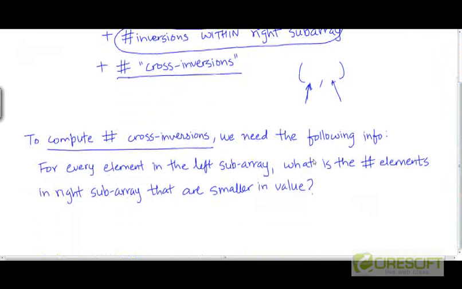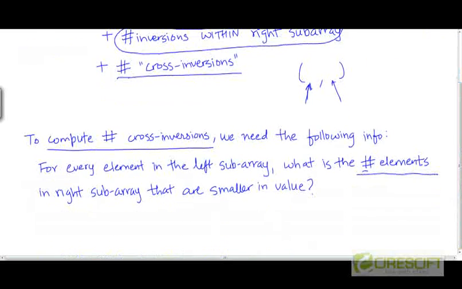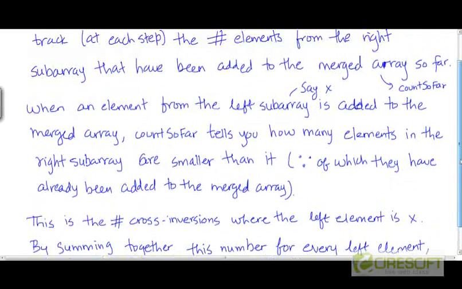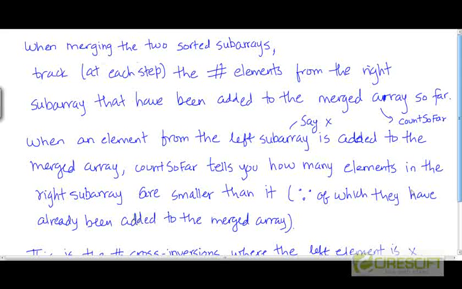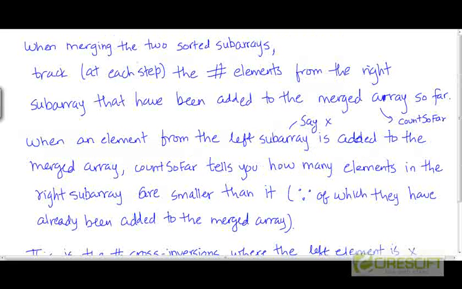So we need to compute the number of elements in the right subarray that are smaller in value than the given element of the left subarray. And if we add up this number over all the elements of the left subarray, we will get the total number of cross inversions. I'll come to this point later. But let's try to see how we can compute the number of elements in the right subarray that are smaller in value than a given element of the left subarray.